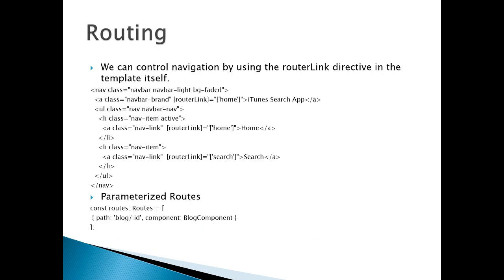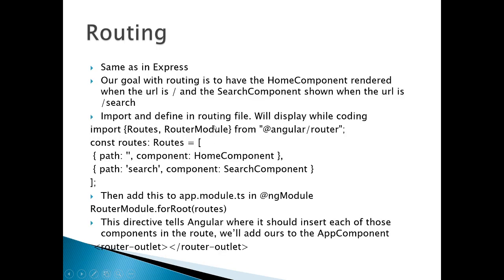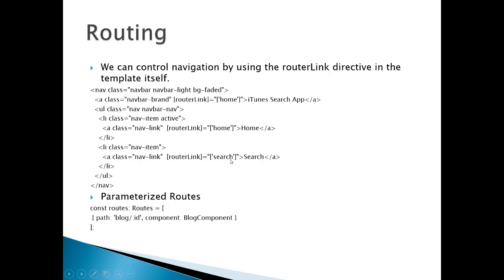To avoid this, what we will actually use is the router link and the name of the path. This is the same as we defined here. For search, we will define here router link search. Whenever the user clicks on this search, it will not reload the view, but it will load only the relevant component into our view. So this is the way with which we can provide the routing.